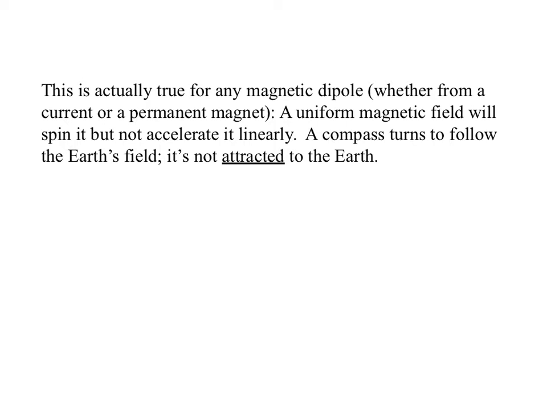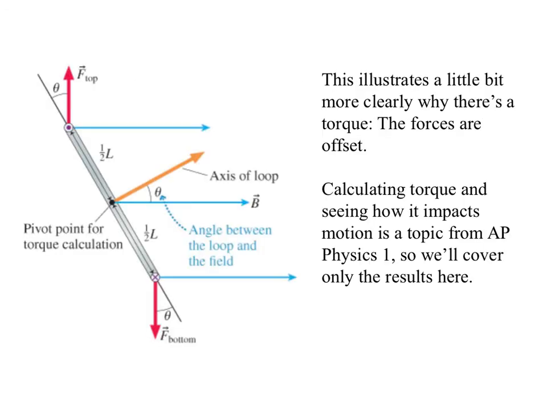A compass, for instance, turns to follow the Earth's field, but it's not attracted towards the Earth. Compasses aren't pulled down any more than their weight, and they're not pulled up in the southern hemisphere. This illustrates a bit more clearly why there's a torque.